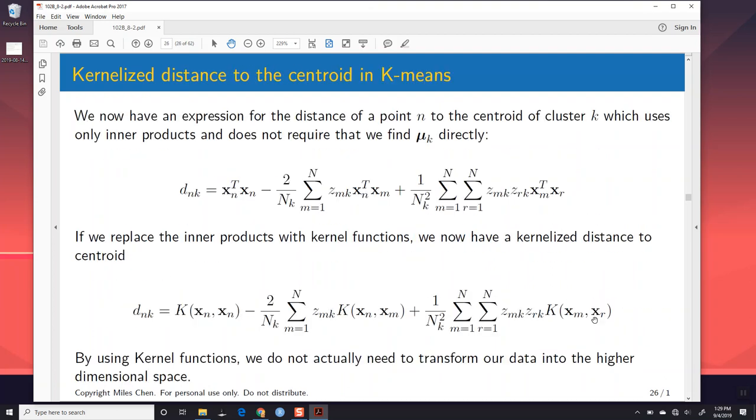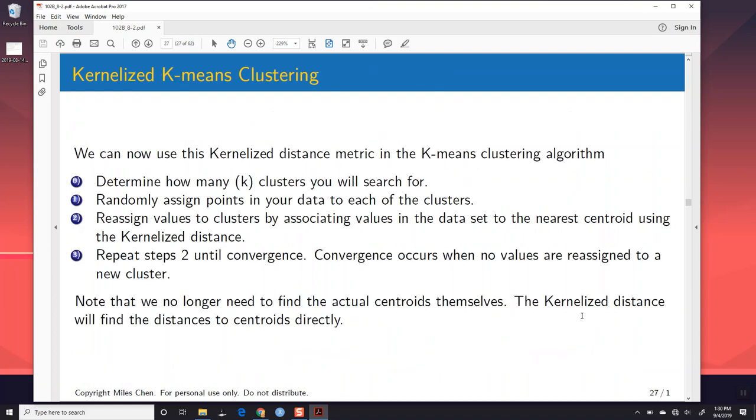It's a good question. We've got to go from every point to every other point: every point in R, to every point in M, across all points there. Anyway, let me show what this does. This is the exact same thing as k-means clustering, except the way we calculate the distance to the centroids is using the kernel functions.